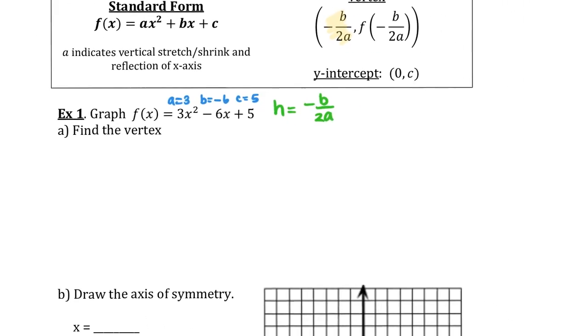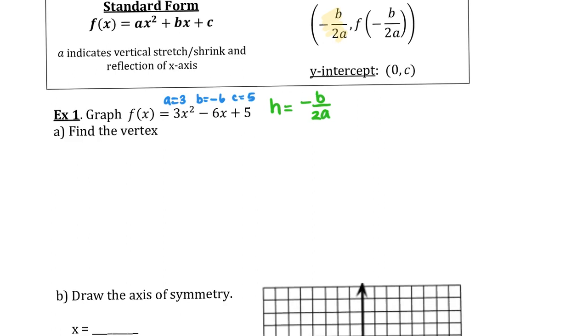Okay, let's go ahead and find the vertex. So the x-coordinate of the vertex is h equals negative b over 2a, so h equals negative b. What's b? B is minus 6, so if I do negative negative 6, what happens? I get positive 6, over 2 times a. What's a? A is 3. Okay, let's simplify this. That's 6 divided by 2 times 3, which is 6. So 6 divided by 6 is 1. So what is this in our vertex? That's the x-coordinate. So I know that my vertex is going to be 1 comma something.